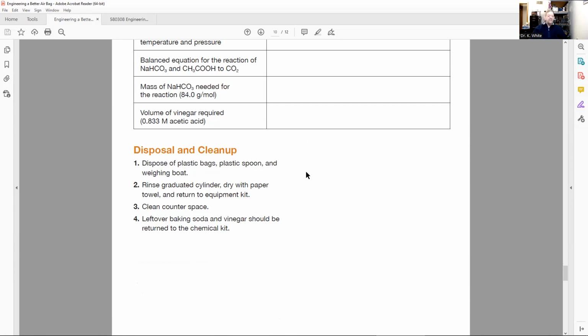And for cleanup, dispose of all the solids you have, the plastic bag, plastic. Rinse the graduated cylinder a couple times, water down the sink, and dry it, and any leftover baking soda should be returned to the chemical kit. I don't know what we're going to do with it later. I think we're going to do another lab with that.